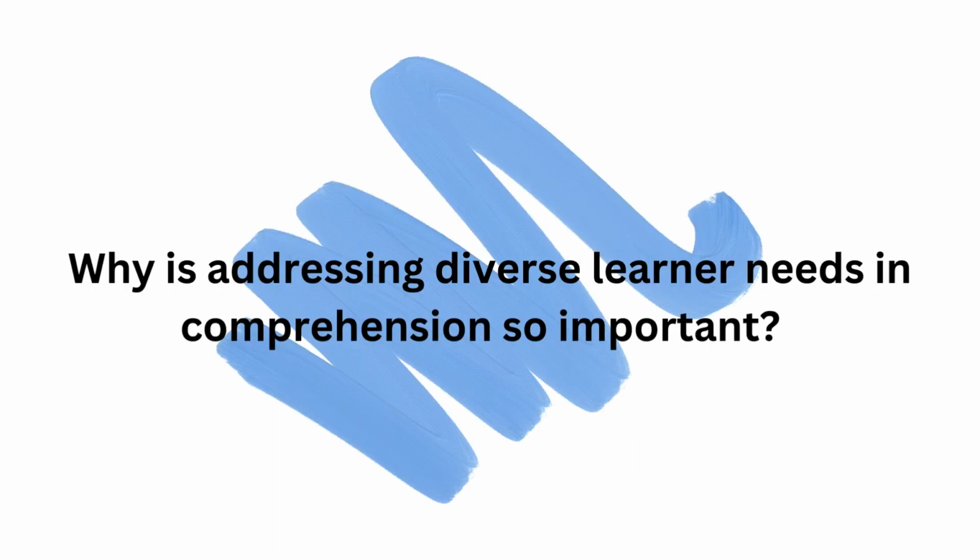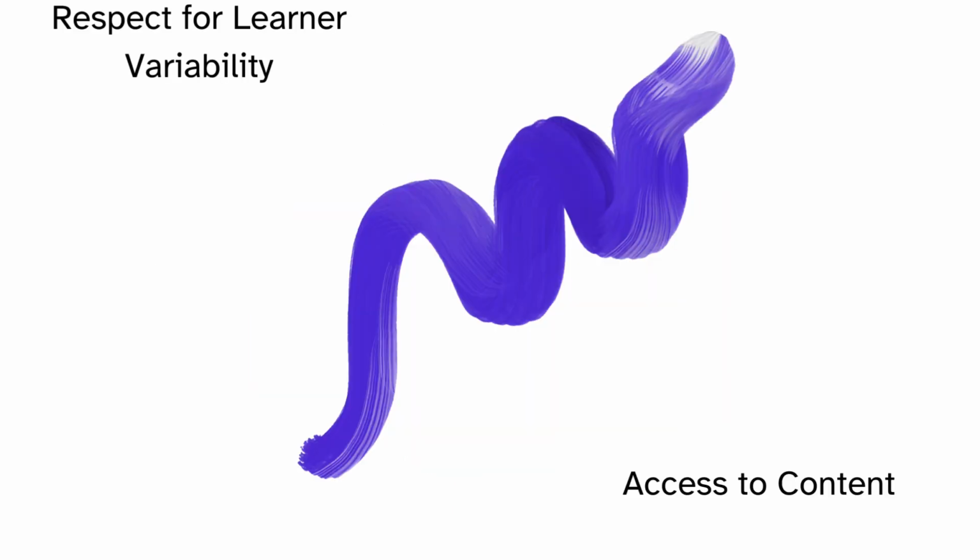So why is addressing diverse learner needs and comprehension so important? There are many reasons why this is important. Number one, respect for learner variability. Every learner is unique with diverse backgrounds, experiences, abilities, and preferences. Recognizing and honoring this variability is essential for promoting respect and dignity in education.